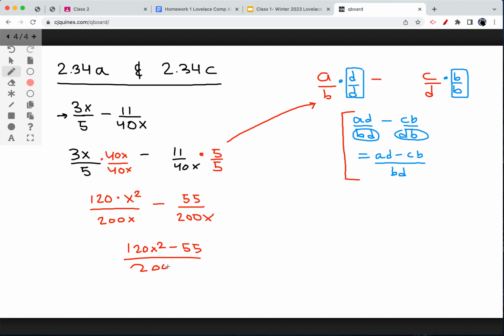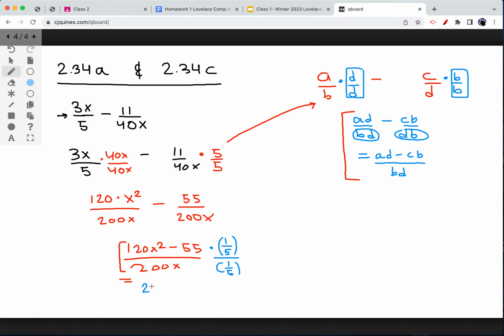So this would be 200x. And notice that this isn't simplified, since the numerator and the denominator both have a factor of 5. So we divide both the numerator and denominator by 5, or times 1/5 over 1/5. And we can do this since, once again, 1/5 over 1/5 is equal to 1.